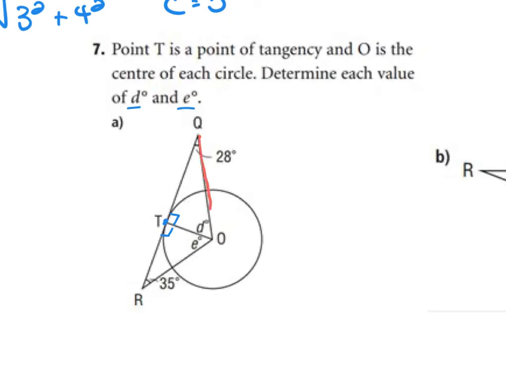So I'm going to start over here with this triangle that I'm highlighting in red. I know this angle is 28. This angle here is 90. To find my missing angle here, I would just go 180 minus 28 minus 90.